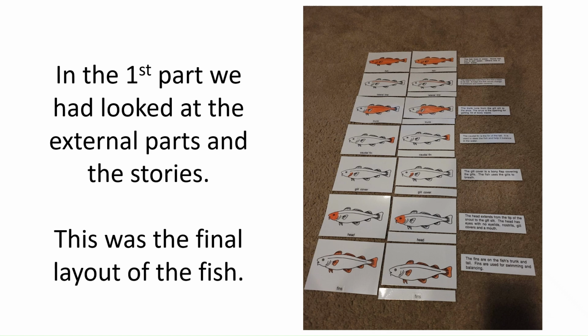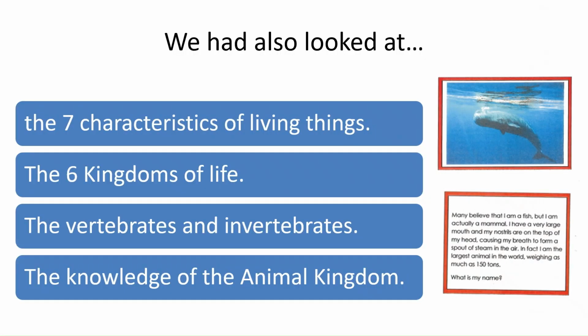In the first part, we had looked at the external parts and the stories. This was a final layout of the fish presentation. We had also looked at the 7 characteristics of living things, the 6 kingdoms of life, the vertebrates and the invertebrates, and the first knowledge of the animal kingdom.